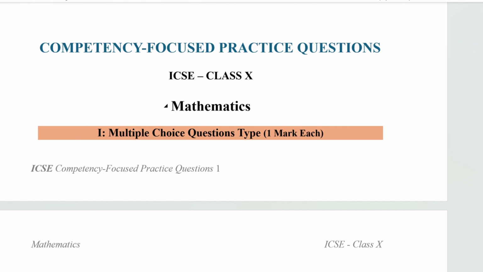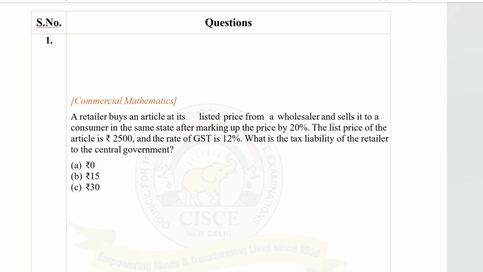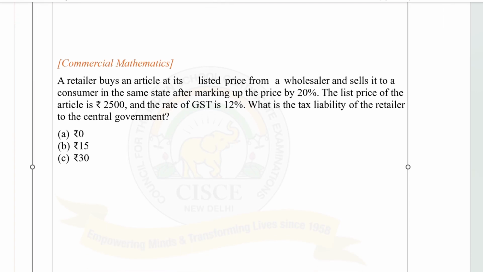Competency Focused Practice Question, ICSE Class 10 Mathematics. Question number 1. Let us solve this one. A retailer buys an article at its listed price from a wholesaler and sells it to a consumer in the same state after marking up the price by 20%. The list price of the article is 2500 and the rate of GST is 12%. What is the tax liability of the retailer to the central government?